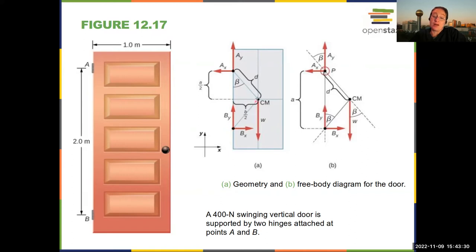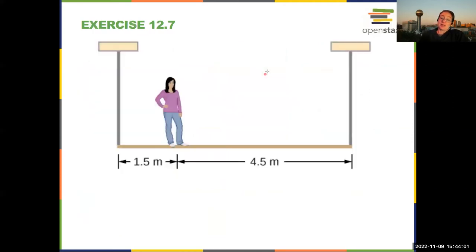But now you have non-zero, not everything is perpendicular. You could choose any point. So the door is not going to rotate this way or that way. But each hinge is going to have some force that it reacts on. You are going to need a net force and a net torque. And that's the basic idea.